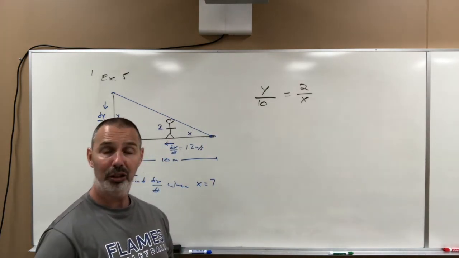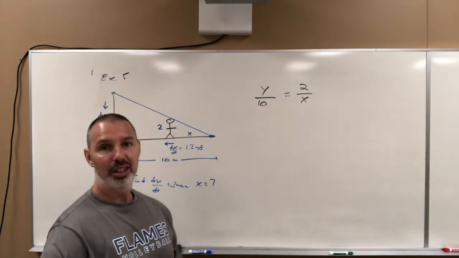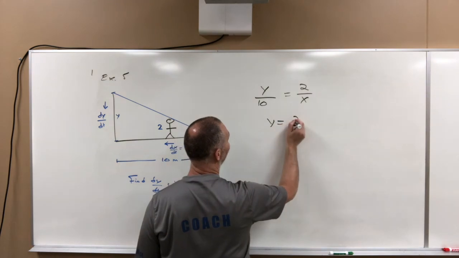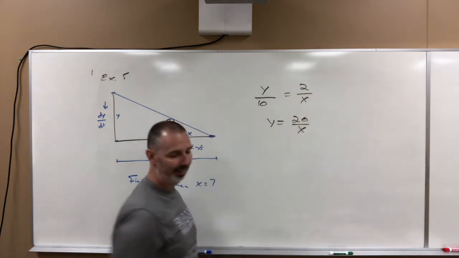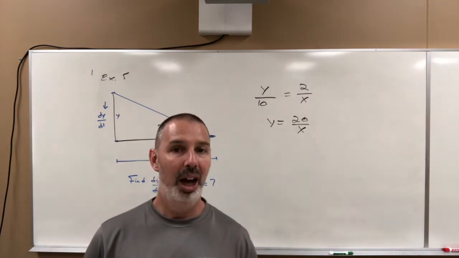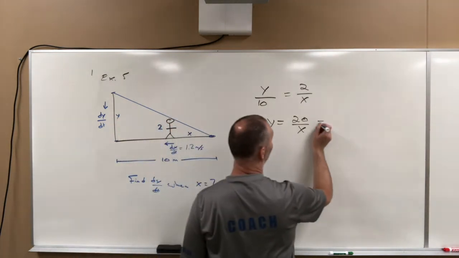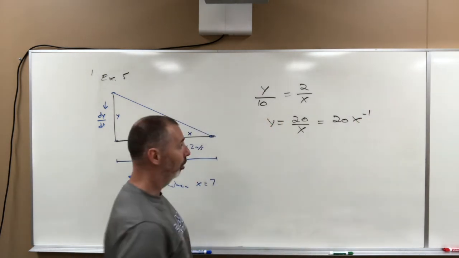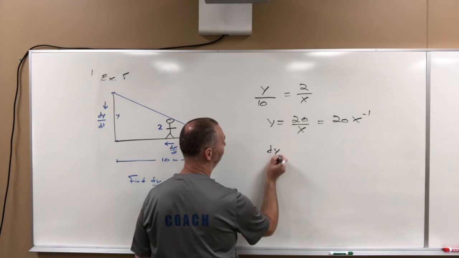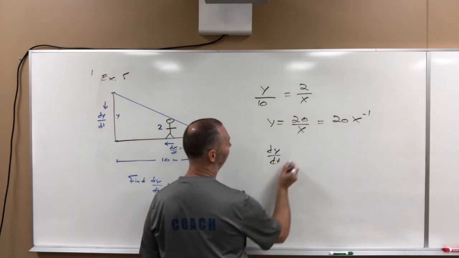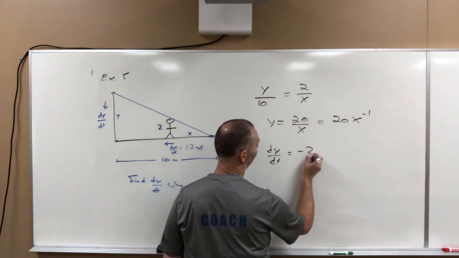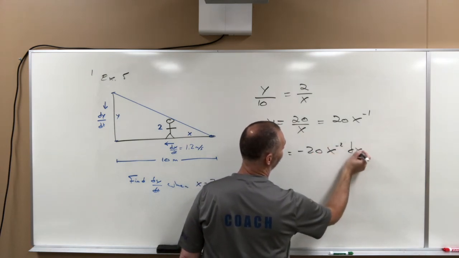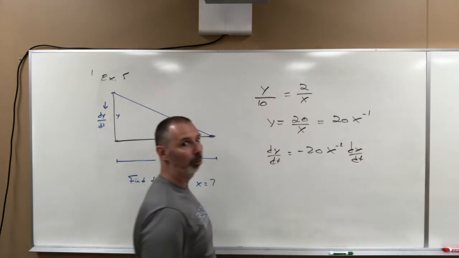You can take the derivative of this the way it is, but because it's such a simple equation, it's way easier to do this if we solve for y and get this. Okay. And again, I would even make this 20x to the negative 1. And now I'll take the derivative. So the derivative of y with respect to time is dy/dt. Over here, we're going to multiply by negative 1, reduce the exponent by 1, and then take the derivative of x with respect to time.